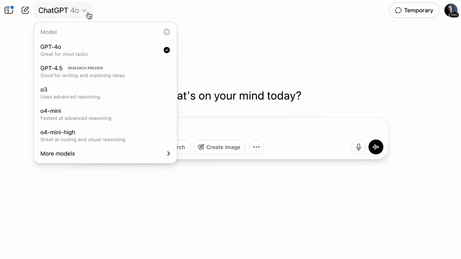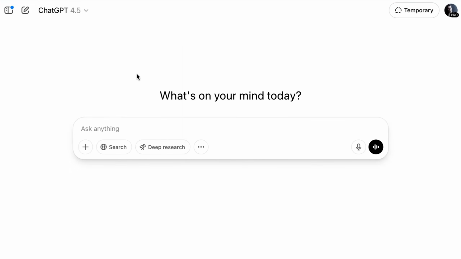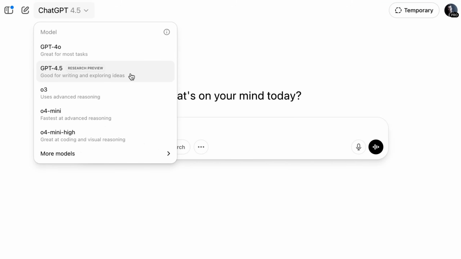If you go into ChatGPT, for example, up in the top left-hand corner, there's a model selector where you can choose GPT-4o, GPT 4.5, O3, O4 Mini, O4 Mini High, or even O1 Pro mode. Now, these terms obviously mean nothing to most people. And as much as OpenAI gives little tiny guidance, here, for example, it says GPT-4o, great for most tasks, GPT 4.5, good for writing and exploring ideas. These aren't really sufficient to help people understand what different use cases are suited to different types of models.